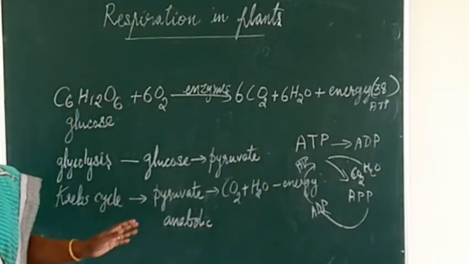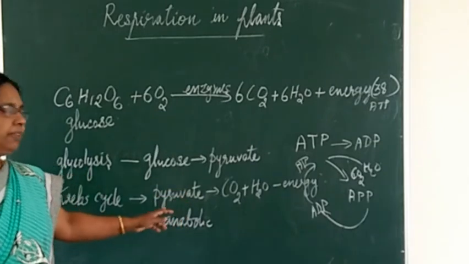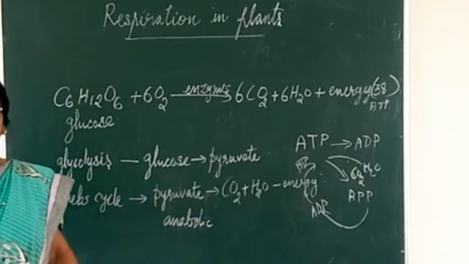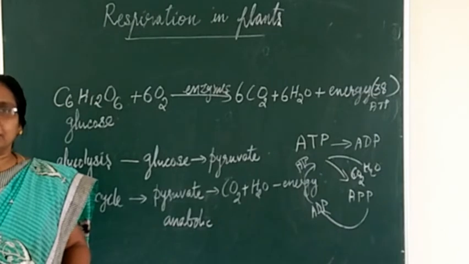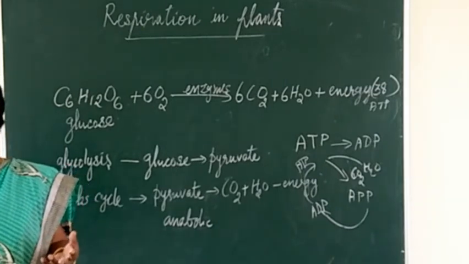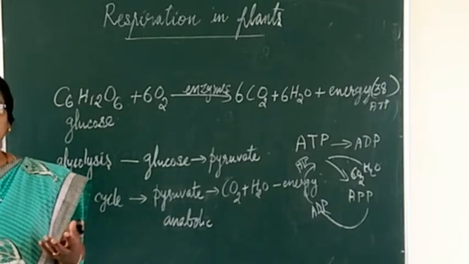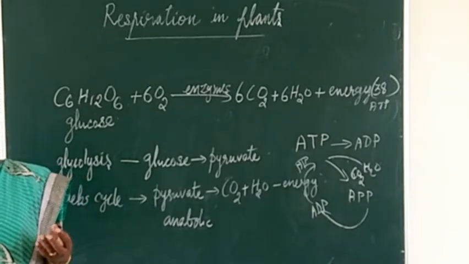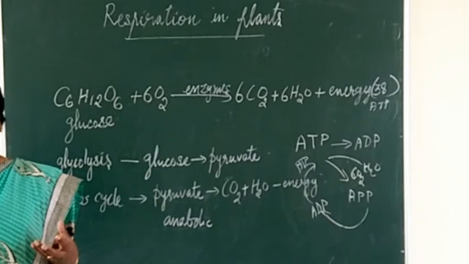So, anabolic: you can see the metabolic activity in that first one is anabolic. It's a constructive activity, where you can see the building up. Can you give an example of building up of energy? Yes, that is photosynthesis. You can see that building up.